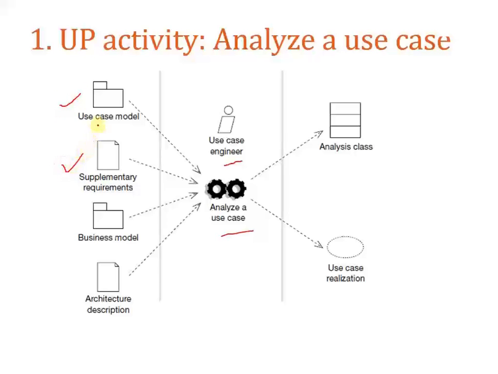The major requirements will be gathered in the form of a use case model. Apart from this, we have supplementary requirements, business model, and then architecture description. Based on these four inputs, the use case will be analyzed, and finally the output of this analyzing will be your analysis classes, followed by use case realization.